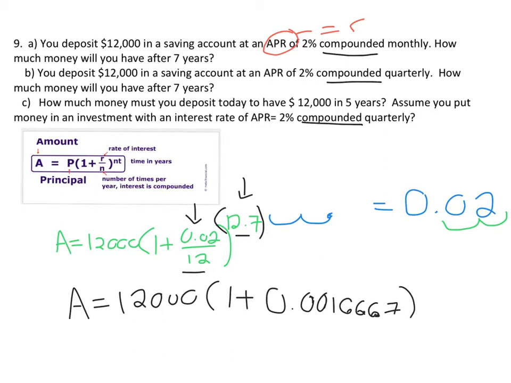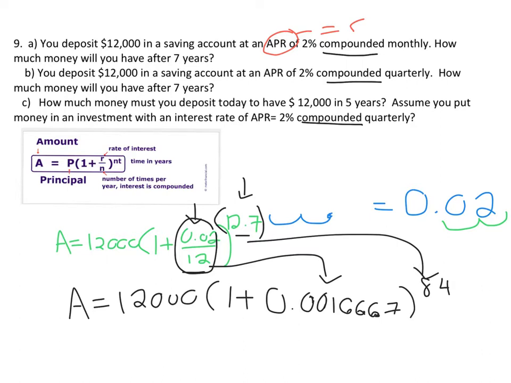Okay, so that's what I got for this division. So 0.02 divided by 12, I got 0.00166667. So now let's do this exponent. So 12 times 7 is 84. Okay, so 12,000 times 1 plus 0.00166667, all to the 84.